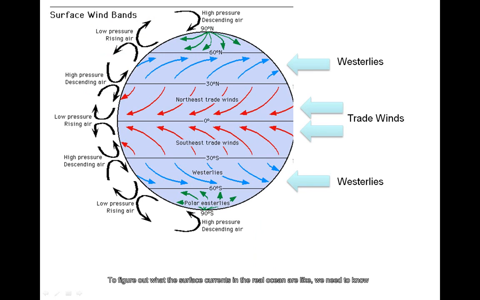Now, to figure out what these surface currents in the real ocean are like, we need to know about the wind blowing across the real ocean. And for this, we simply look at the bottom of the circulation cells in the atmosphere. The tropical regions of the ocean near the equator are in the Hadley cell and therefore experience the trade winds, blowing generally from east to west. While the upper reaches of the ocean, closer to the poles, will be in the Ferrel cell and will get the westerly winds, blowing from the west towards the east.